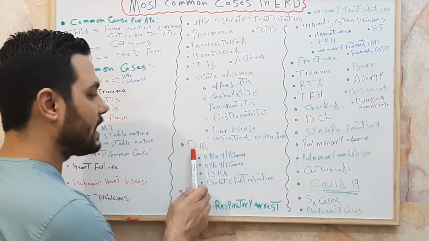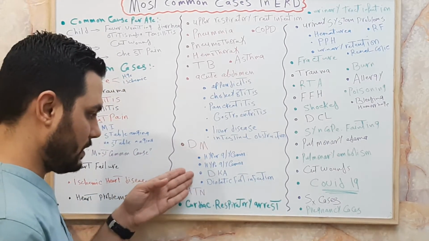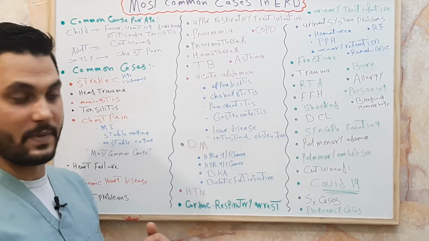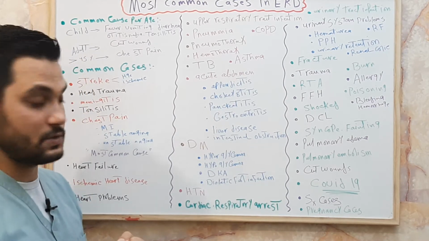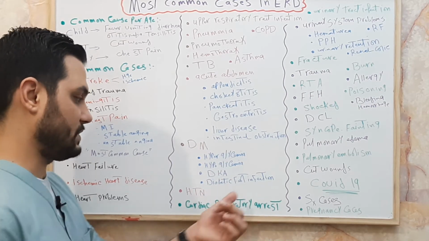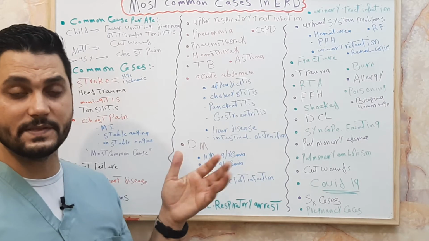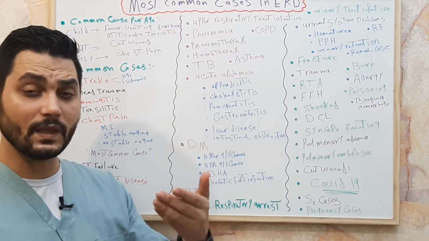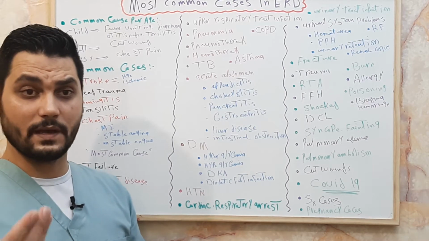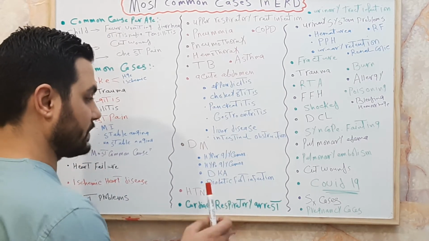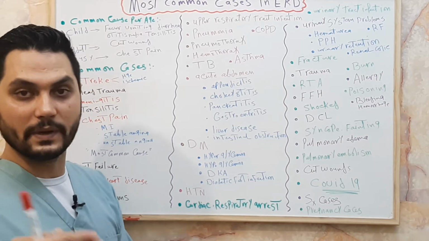After that, the diabetic patient. Under this, we have hyperglycemia, an increase in RBS, or hypoglycemia, a decrease in blood sugar, or DKA, diabetic ketoacidosis, or diabetic foot infection. If the diabetic patient has any wound in the leg, they have poor healing, so they will have a diabetic foot infection. Some people reach gangrene.